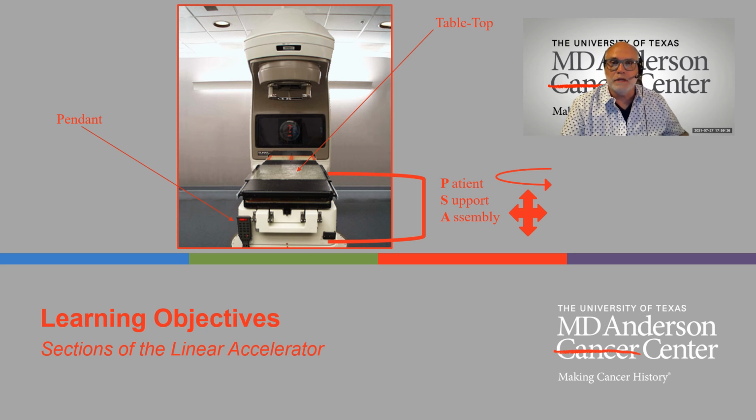The patient support assembly can also be referred to as the treatment couch, the treatment table, or the PSA. The tabletop on the treatment couch may be multifunctional. What this means is that you may be able to adjust the couch to change the patient's roll or their pitch. The PSA is able to move up and down, left and right, and it's able to rotate around the gantry, about 180 degrees, sometimes a little more.